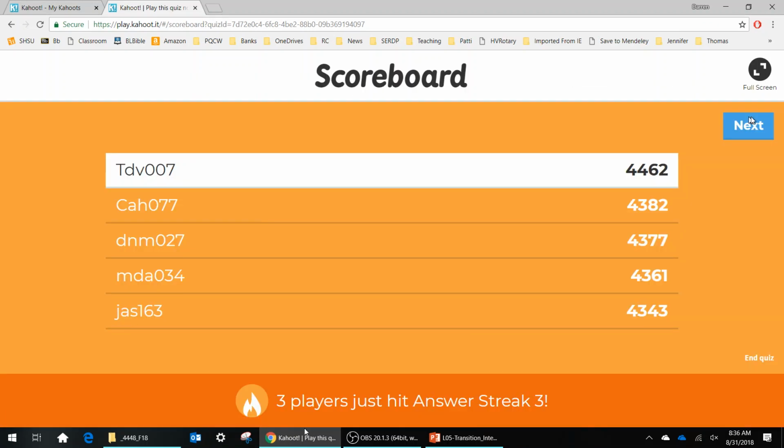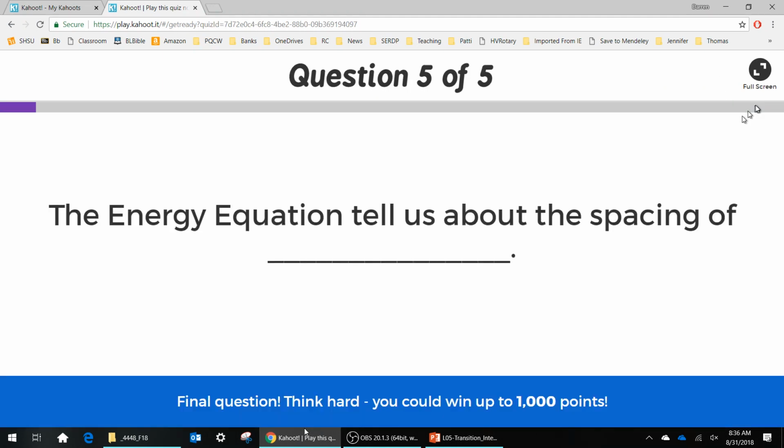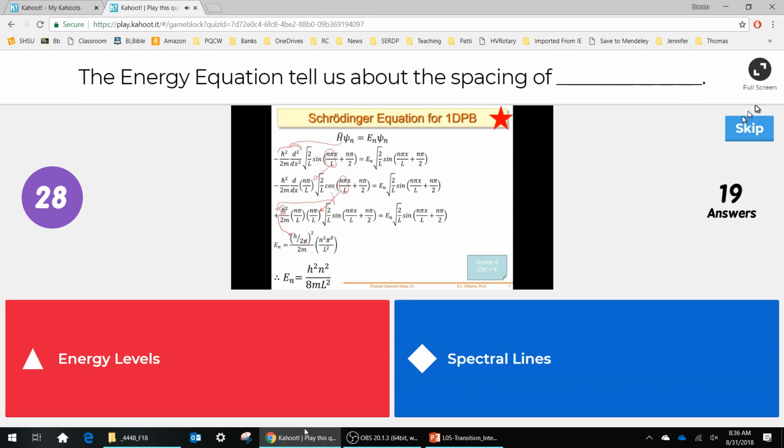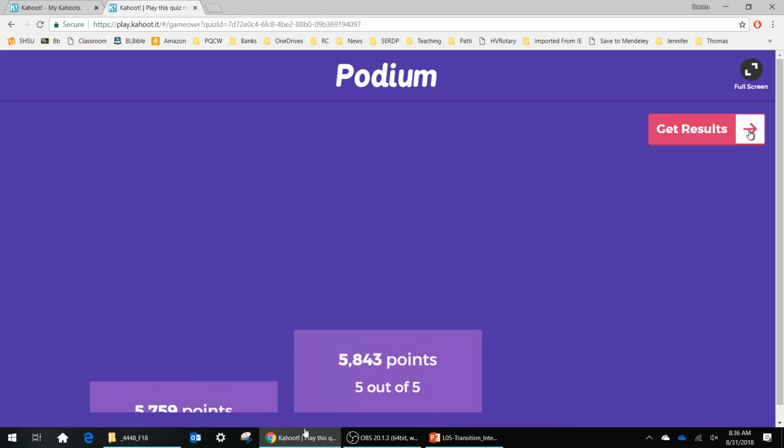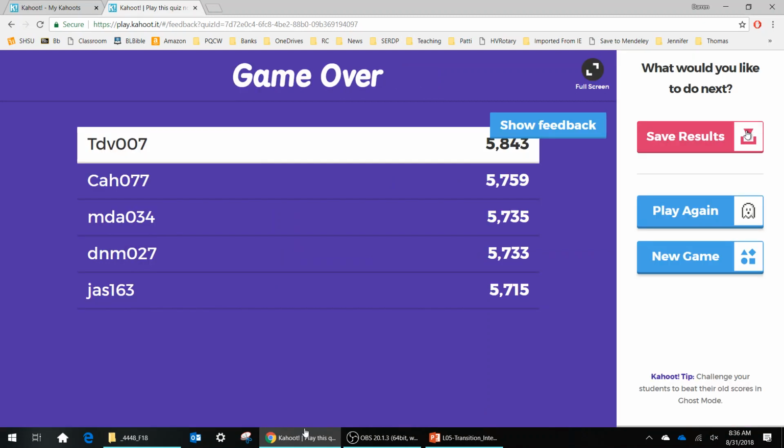Okay. So the energy equation tells us about the spacing of blank. Hopefully I swapped the correct answer because it was a copy and paste. Yes, so energy levels come from the energy equation, right? They tell us where those locations are, and you can get the spacing of those energy levels from the energy equation. Yay! All right.